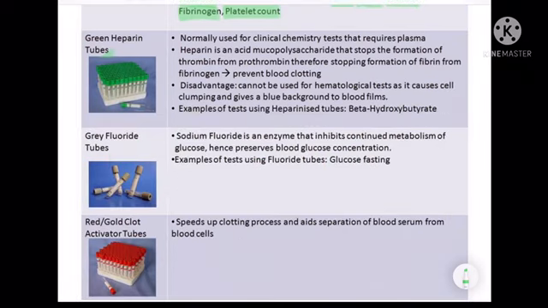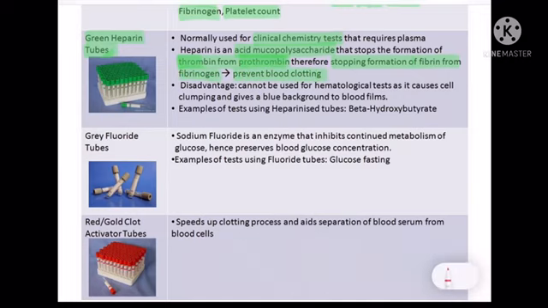The next one is the green heparin Vacutainer, normally used for clinical chemistry tests that require plasma. Heparin is an acid mucopolysaccharide that inhibits the activation of prothrombin, or we can say the formation of thrombin from prothrombin, therefore stopping the formation of fibrin from fibrinogen, which prevents blood clotting.